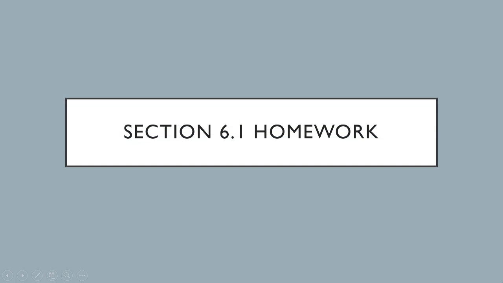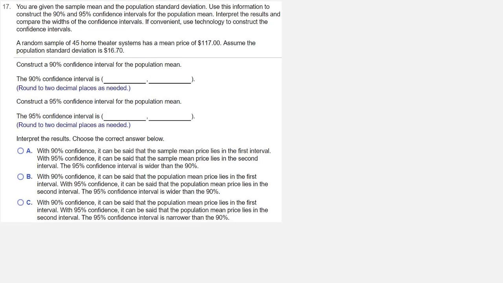We're looking at homework from section 6.1. This is question number 17. You are given the sample mean and the population standard deviation. Use this information to construct the 90% and 95% confidence intervals for the population mean. Interpret the results and compare the widths of the confidence intervals. If convenient, use technology to construct the confidence intervals.